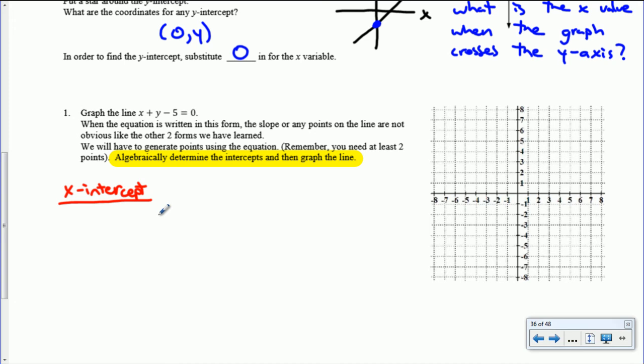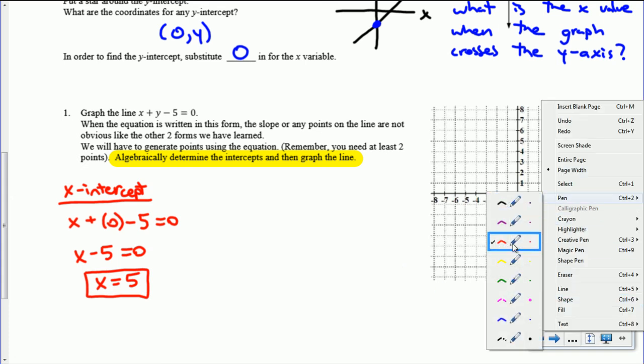Again, what's the y value here? Y is 0. So we go x plus 0 minus 5 equals 0. So we have x minus 5 equals 0, and solving for x, x equals positive 5. So the x-intercept will be here.